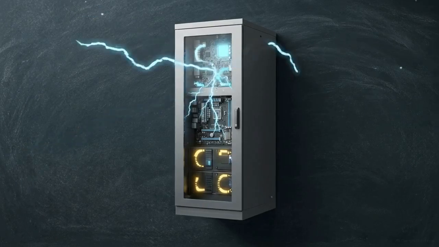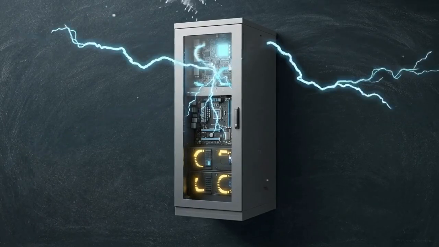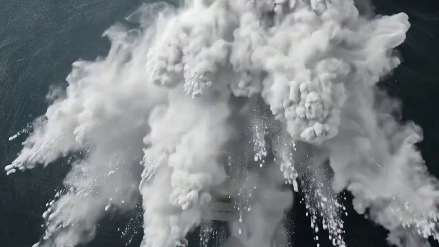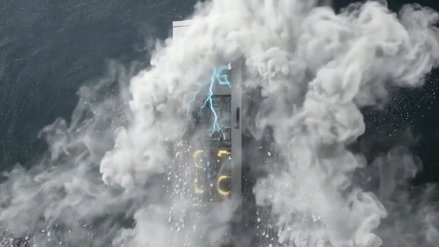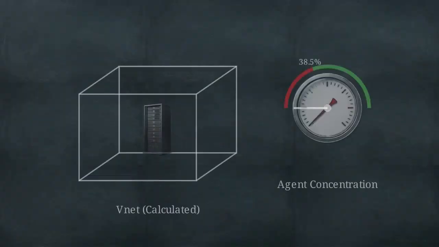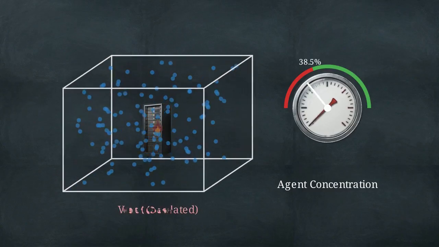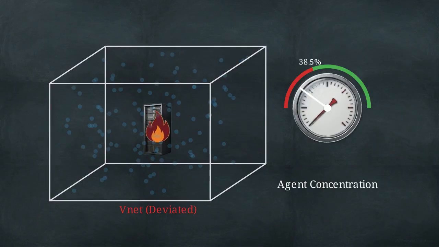Clean agent fire suppression in mission-critical environments operates on a strict mandate: interrupt an active electrical spark without leaving residue or causing collateral equipment damage. Achieving this requires injecting a precise mass of inert gas into a specific volumetric space. If the physical enclosure deviates from the mathematical model used to calculate that mass, the gas concentration drops below the suppression threshold, and the fire continues to burn.